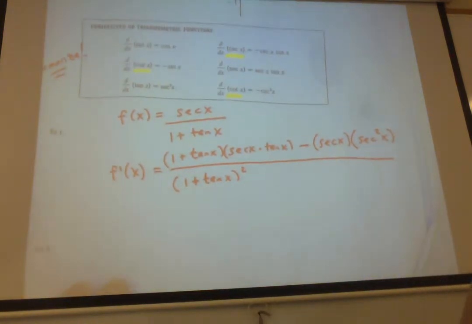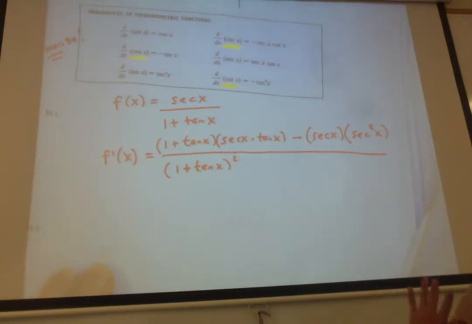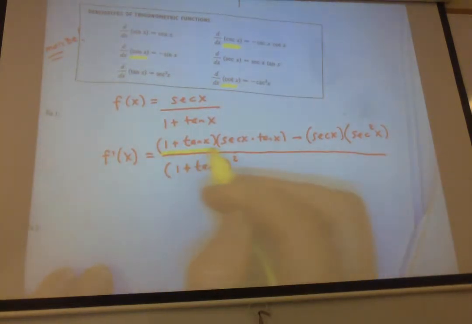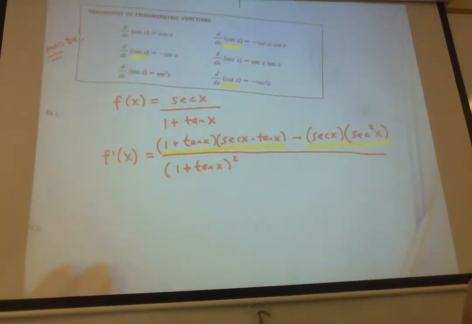All right. Looking at this problem, I'm not going to start to FOIL things out, because I see that this is one term, this is another term, and I notice that they have a common factor.